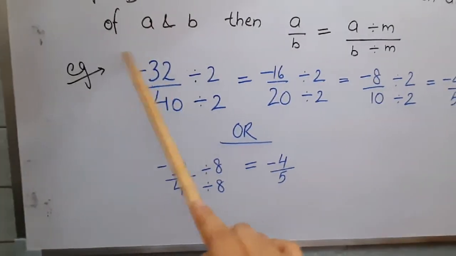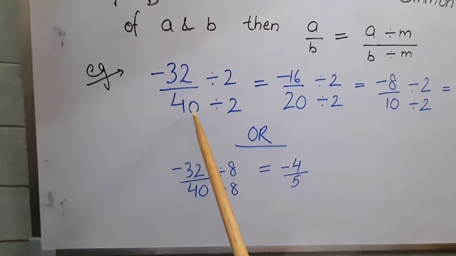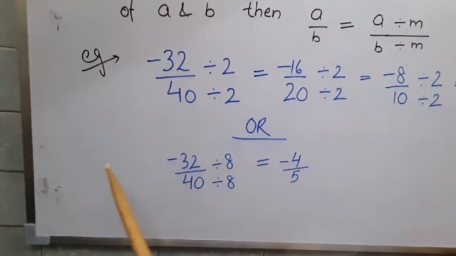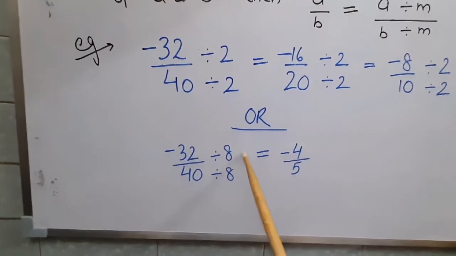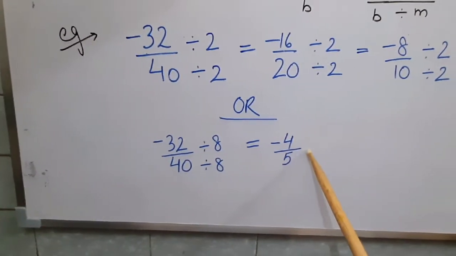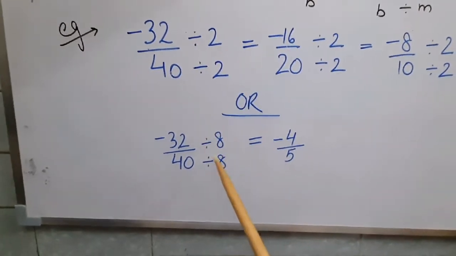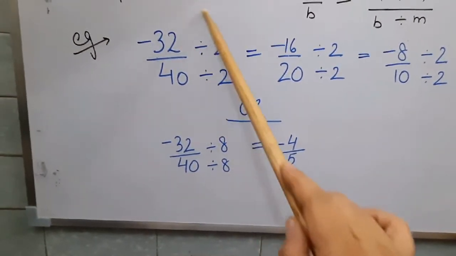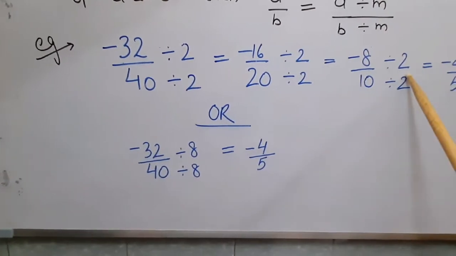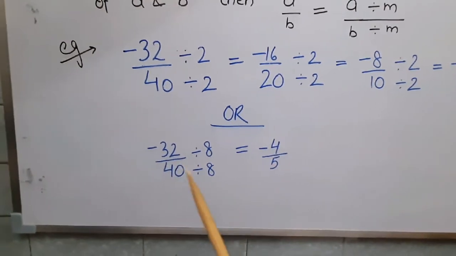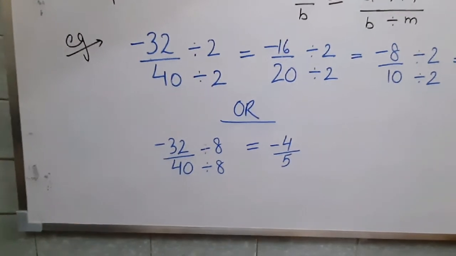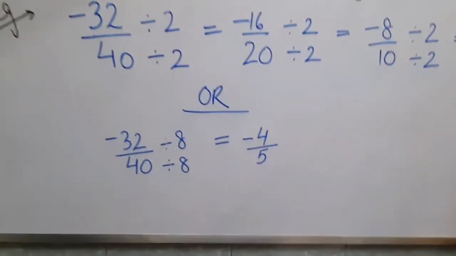Now look at this example again, minus 32 by 40. If we look, they both come in the table of 8. So we divide 32 by 8 and 40 by 8, which gives you minus 4 by 5. If we compare both methods, this one seems to be lengthy, in which we divide by 2, again 2 and again 2 to get this number. But if we look at this method and if we know the tables, we get the answer in a quick way.